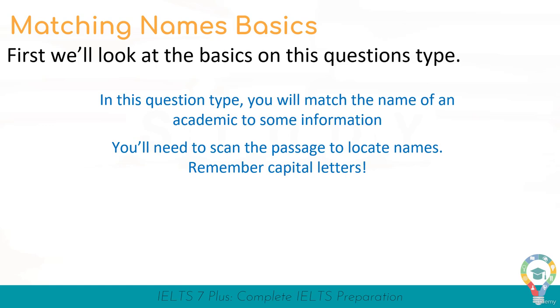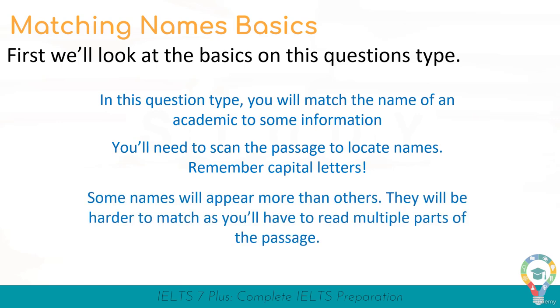You'll need to scan the passage to locate these names, and as I said previously in the course, looking out for capital letters will help you quickly identify where proper nouns are. Some of the names of the academic researchers will appear more in the passage than others. It may be that one of the names given to you in your question list is only shown once or twice. That means that it will be easier to locate information for the name that appears less, whereas the name that appears often will be difficult to pair with the statement, as you'll have to read through more information.